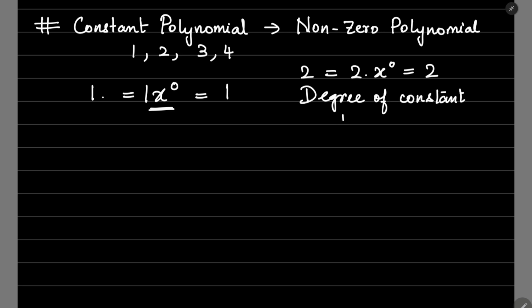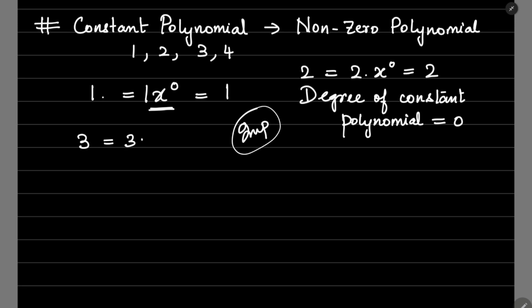The degree of a constant polynomial will always be 0, and this is very important. You have to remember it. The degree of a constant polynomial will be 0. What is the degree of 3? It is 3 into x to the power 0. So the degree would be 0. Remember it. This is very, very important.